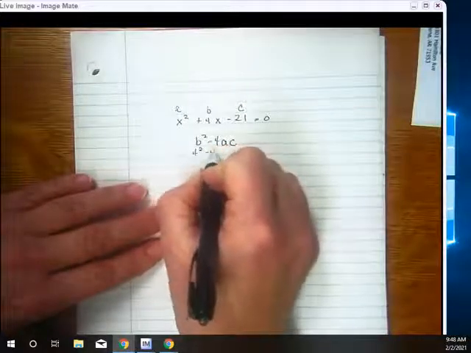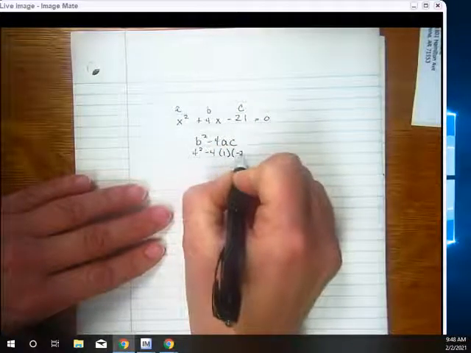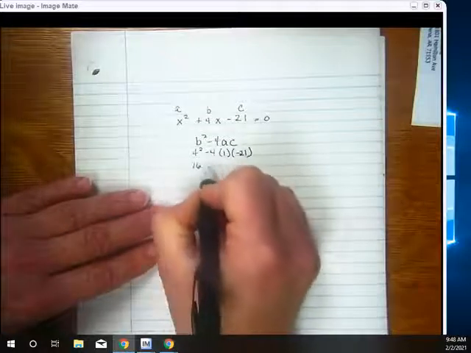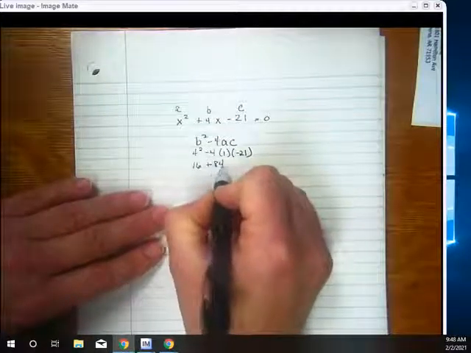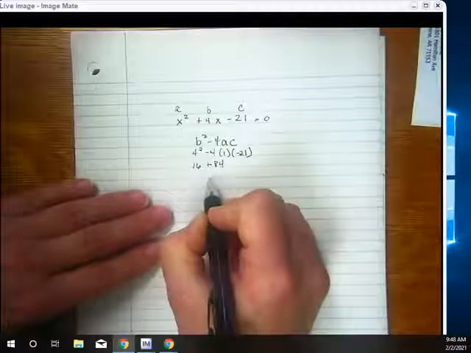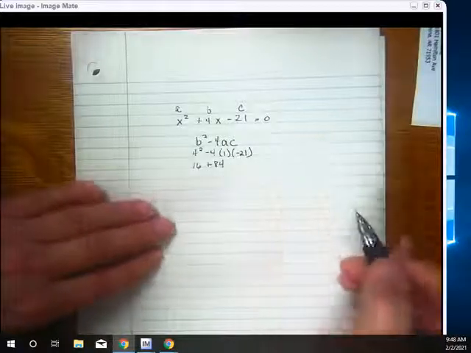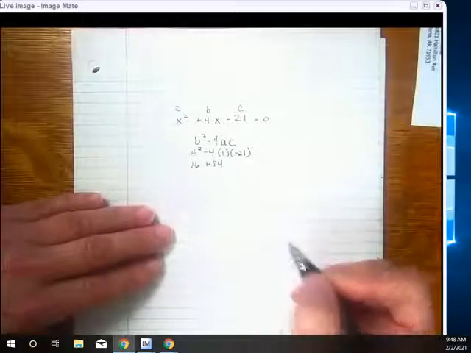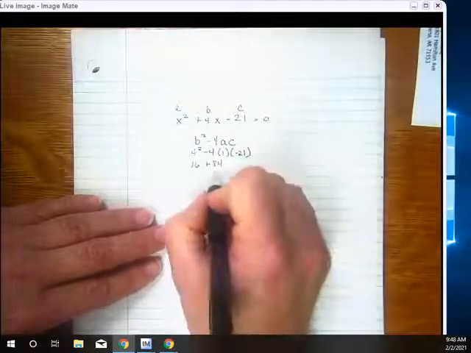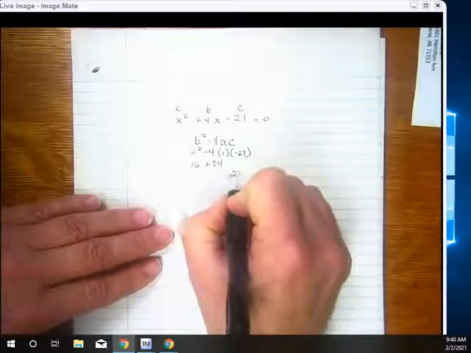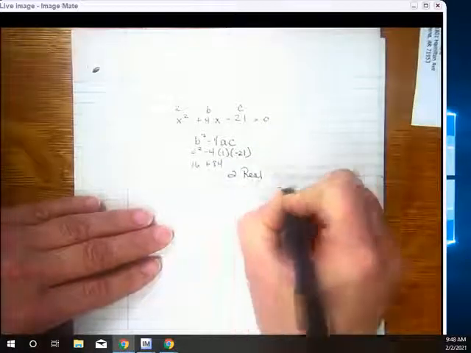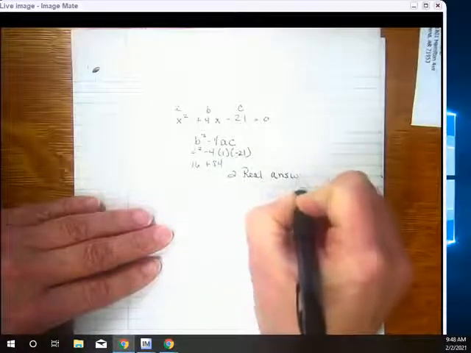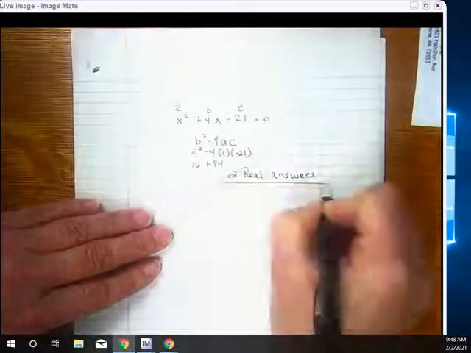4 squared minus 4 times 1 times the negative 21. 16 plus 84 is going to give me a positive answer. I don't have to necessarily find the discriminant by adding these two together. I could. This is going to be a positive answer, so I know I'm going to have 2 real answers, or 2 real solutions.